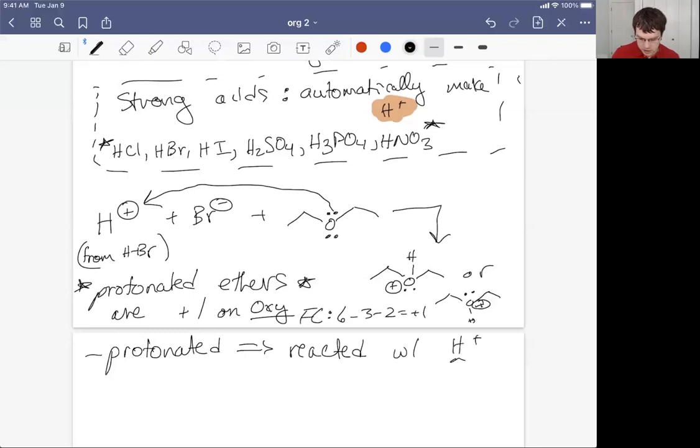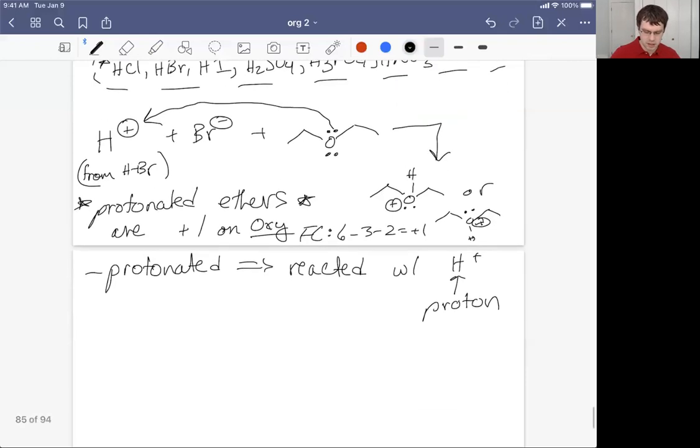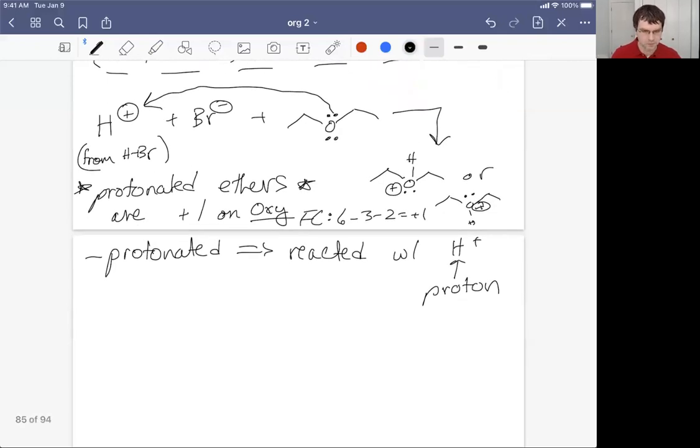Now, H+ is a single subatomic particle. It's just a proton, right? It doesn't have any neutrons. It doesn't have any electrons. Well, it doesn't have any neutrons for the most part. We assume that we've got greater than 99% hydrogen. Okay. So we've got H+ engaging our oxygen to give us a new intermediate.